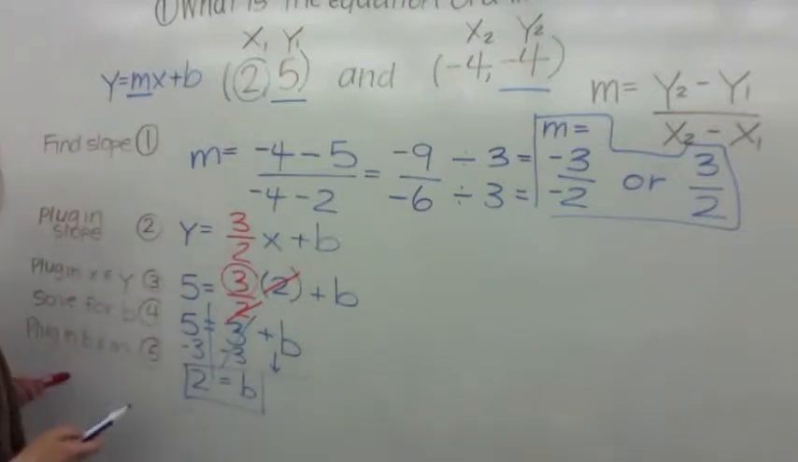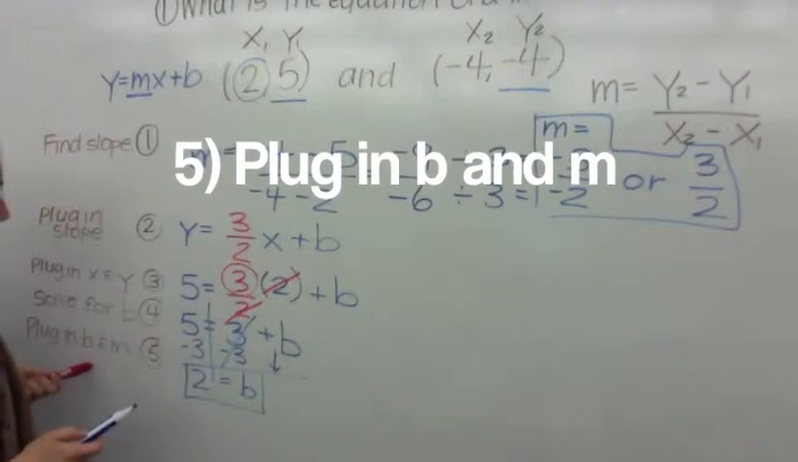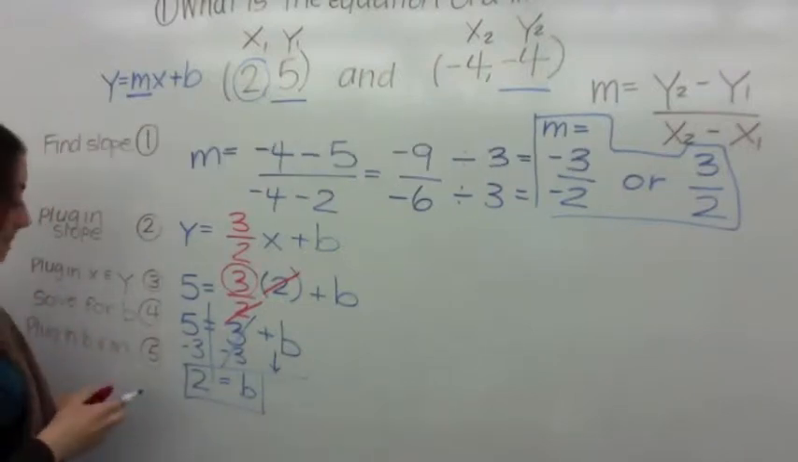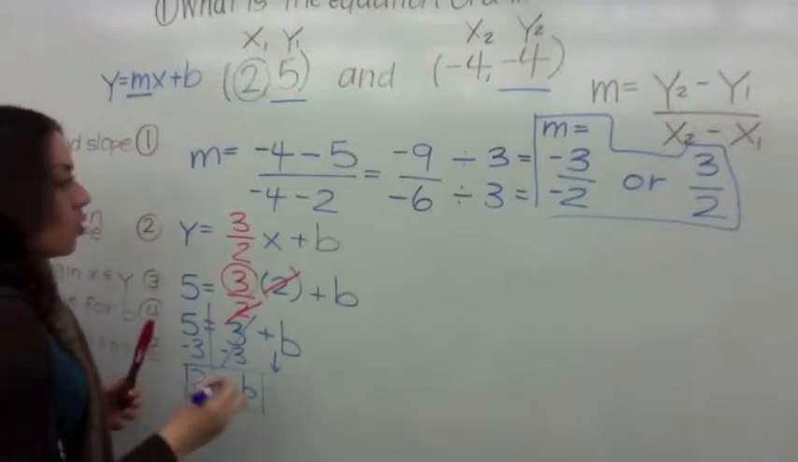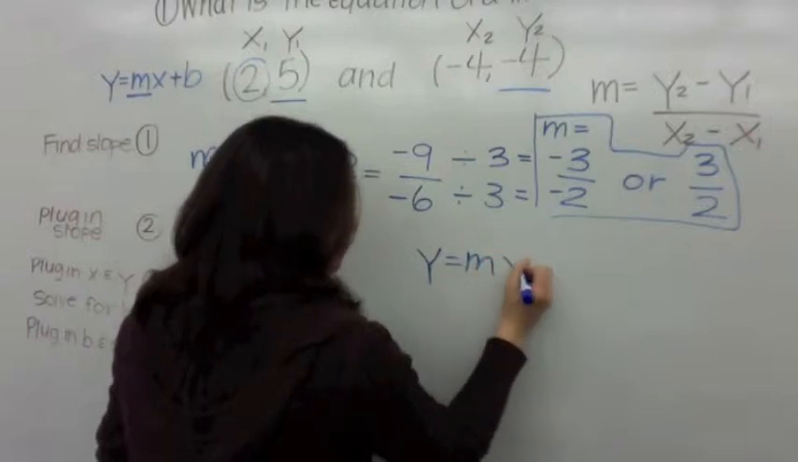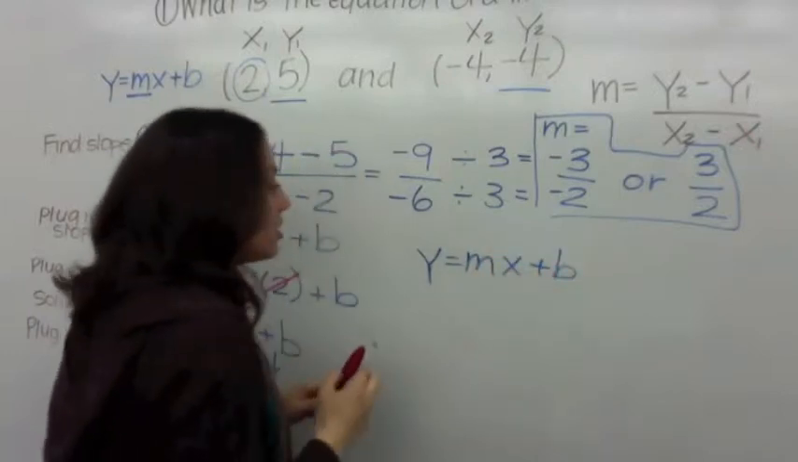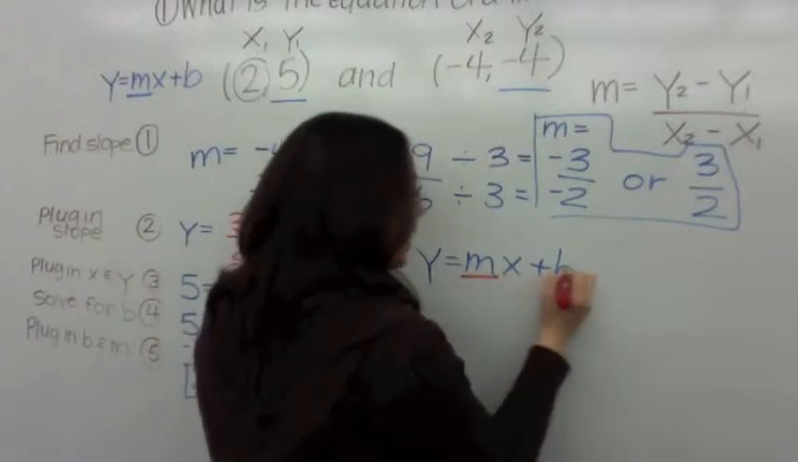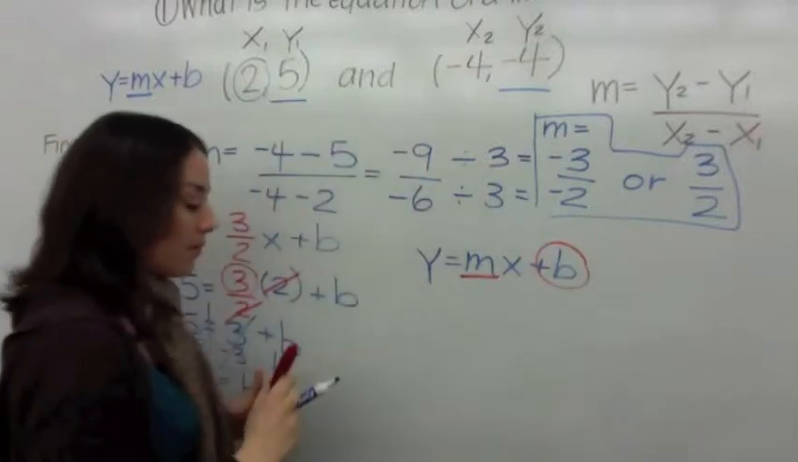Now the last step is to plug in b and m. Well, before we graph. Plug in b and m. And we use yo mama's ex-boyfriend. And I'm telling you, you're going to plug in b and m. So we're going to underline m, circle b. That's how we remember, right?